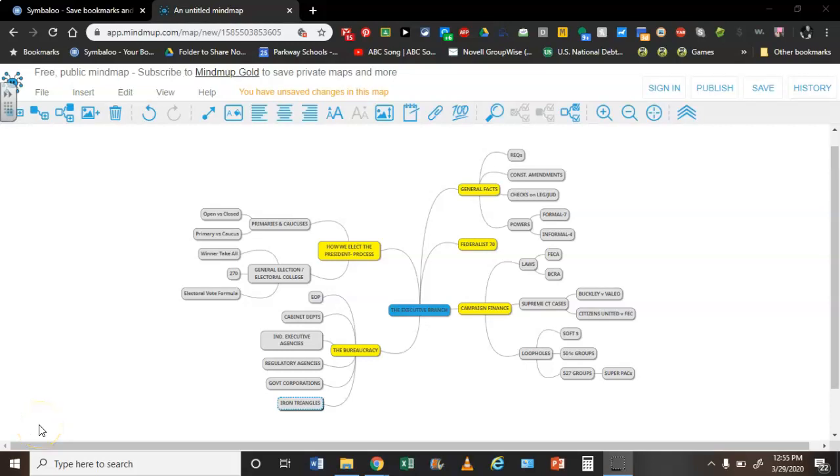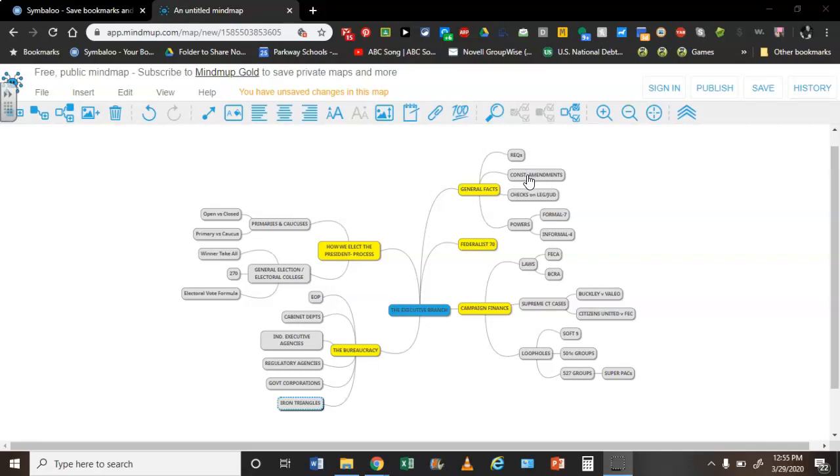Hey guys, it's Mr. Chazen, and I want to do a quick review with you of all of the topics that we have covered throughout this executive branch. We first started taking a look at general facts. We went over what the three requirements to be president were.